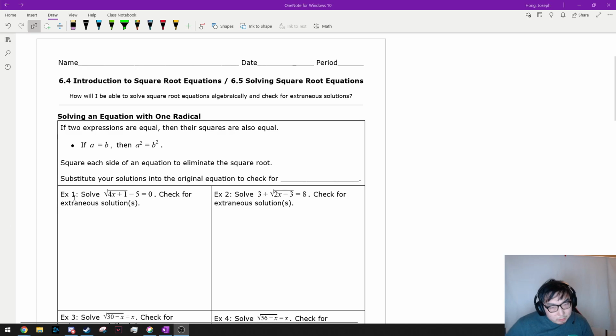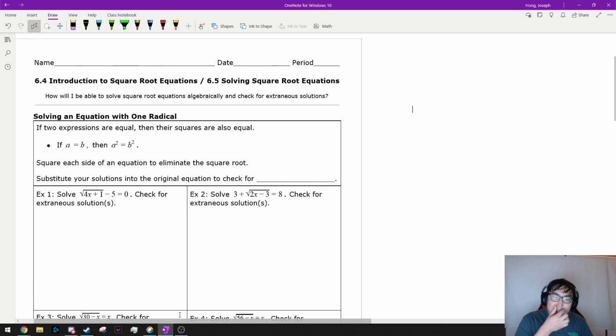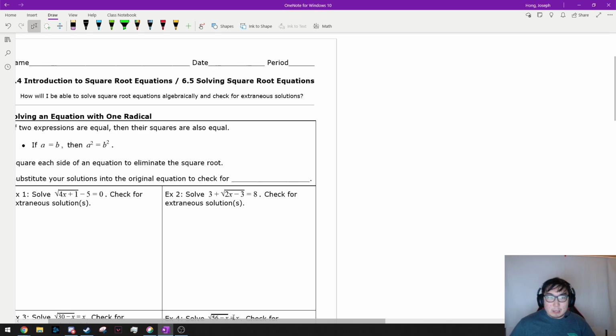Hello, Mr. Hong here with a new lesson, and today we're going to be talking about 6.4 and 6.5, which is talking about solving quadratic and also square root equations. And square root equations go nicely into the whole Algebra 2 aspect, because this is the point where we start talking about true Algebra 2 concepts.